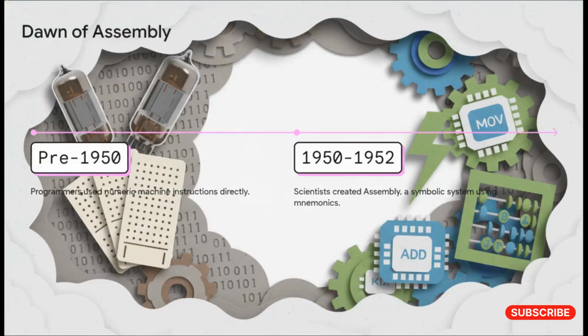I mean, you have to picture this. In the earliest days of computing, programmers had no choice but to write in raw machine code, just punching in ones and zeros. It was an incredibly slow and painstaking process. But then, in the early 50s, there was this huge breakthrough. Computer scientists developed a symbolic system. An assembly language was born.